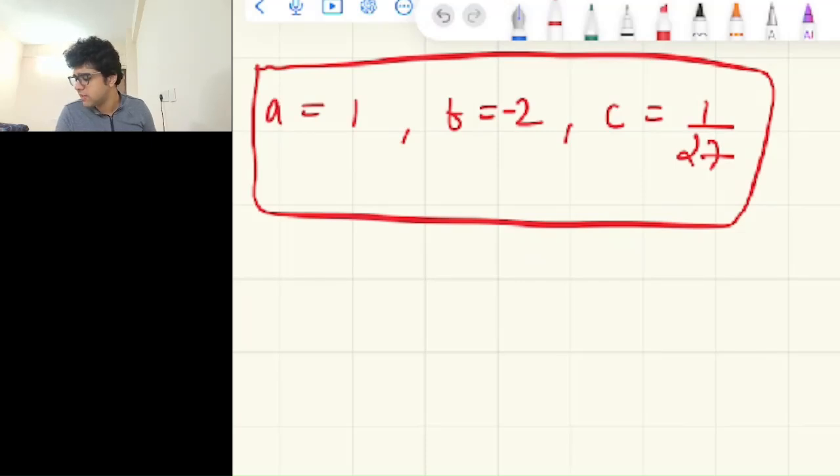So part B says that with the values of A, B, and C found in part A, find the maximum and minimum values of f over the domain in the xy plane determined by the inequalities x greater than or equal to 0, y greater than or equal to 0, and 2x plus y less than or equal to 4.